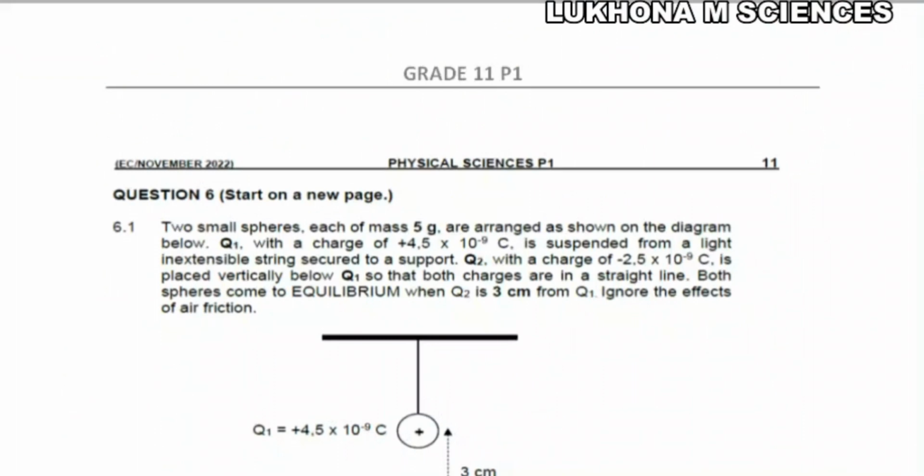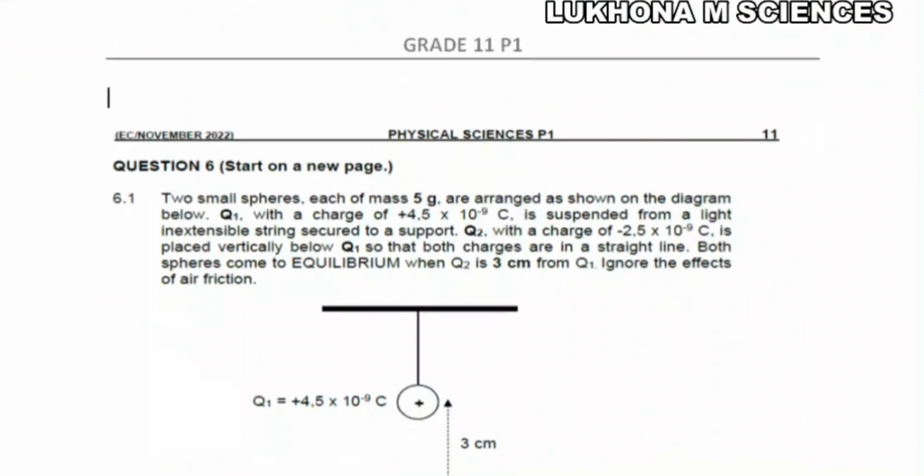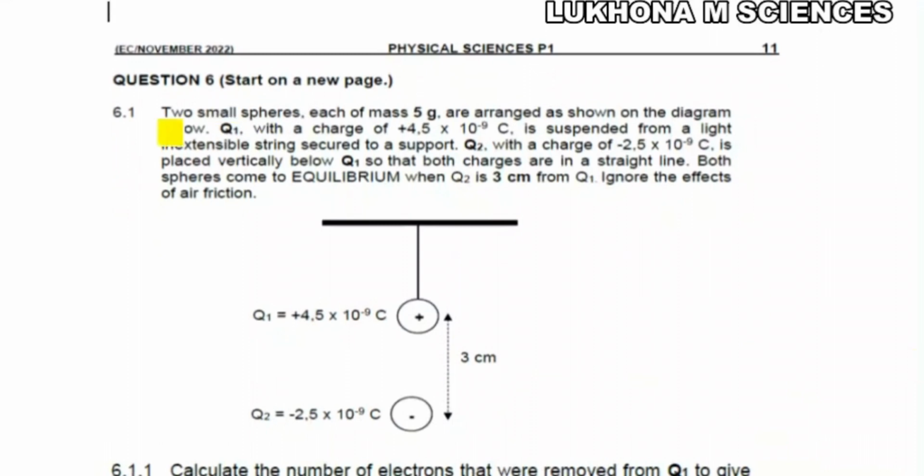So this is question 6. Question 6 is under electrostatics. We have two spheres that have a mass of 5 grams. Then the first charge, and then the second charge. Then the forces, they say both spheres come to equilibrium. Then what we know is that at equilibrium F net is equal to 0 newtons.